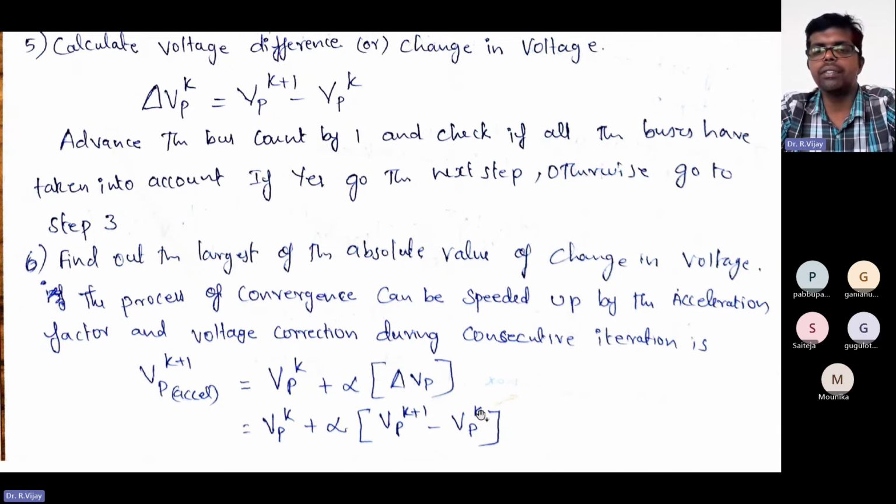Say, for example, if you take the iteration as k is equal to 1, it will be 2. VP2 minus VP1, like that it will come. This is the formula for calculating the accelerated value or new value.